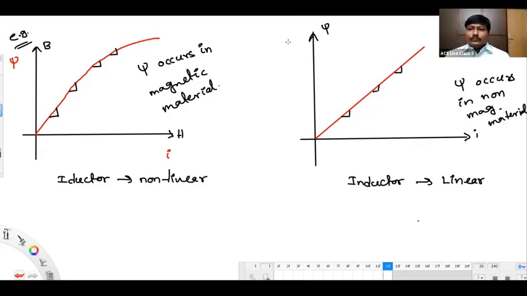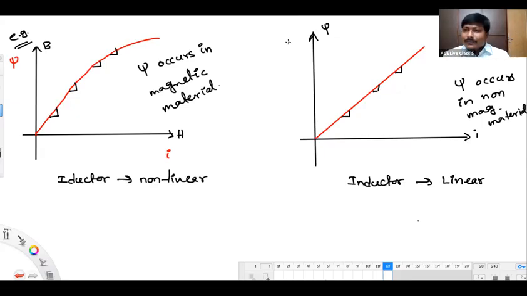If the magnetic flux linkages are occurring in a magnetic material, there will be a saturation. Because of saturation, psi versus I will be a non-linear shape. Because of that non-linear shape, slope is changing at each and every value of current. So that inductance value is the slope, d psi by dI. As the inductance value is varying with respect to current, I will call this a non-linear inductor.